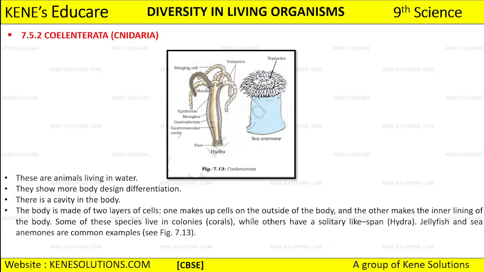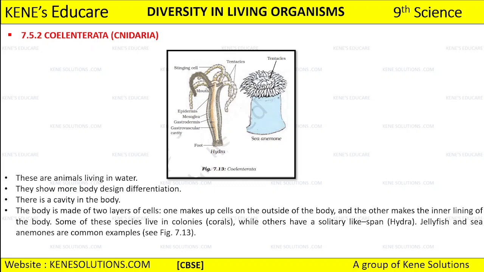Then we have Coelenterata. This is the second phylum, which is also called Cnidaria. The body of such animals shows differentiation such as tentacles, okay? If you see inside the body, there is a cavity, and their body is made up of two kinds of cells, okay? Two types of cells make them up. One makes up the cells on the outside of the body, and the other makes the inner lining of the body. Some of the species colonize, while others are solitary, like Hydra, okay? Then jellyfish and sea anemones are some common examples of phylum Coelenterata, that is Cnidaria, okay? And the first part that I missed is that these animals live in water.